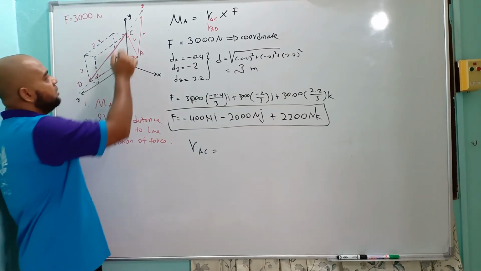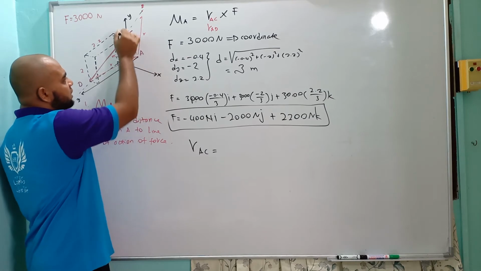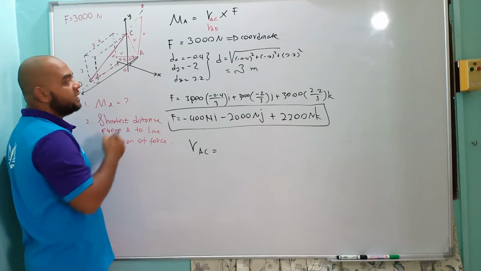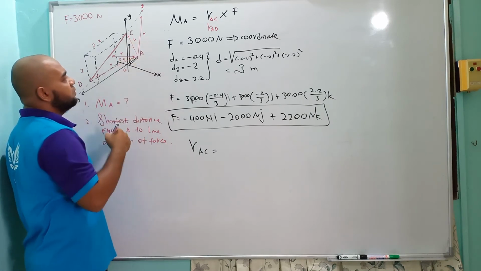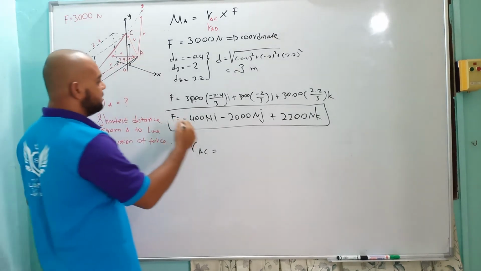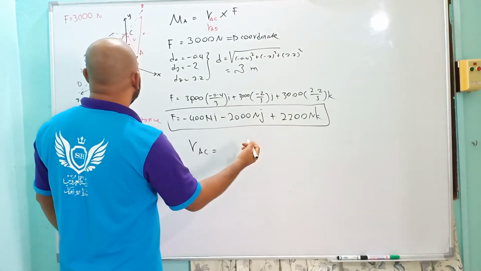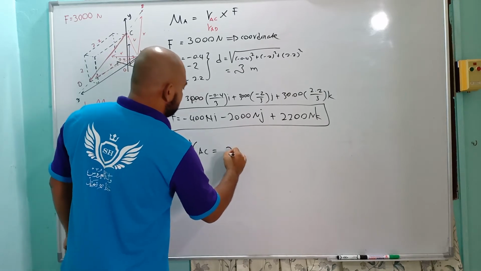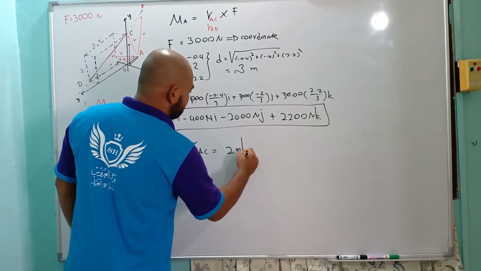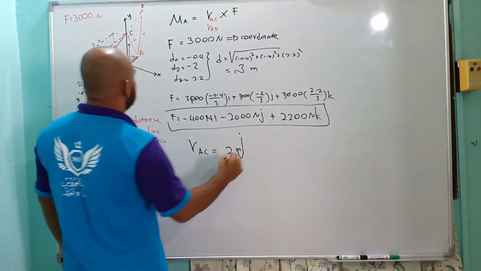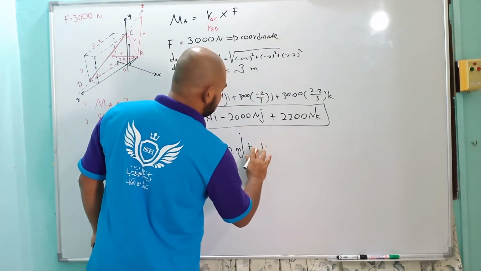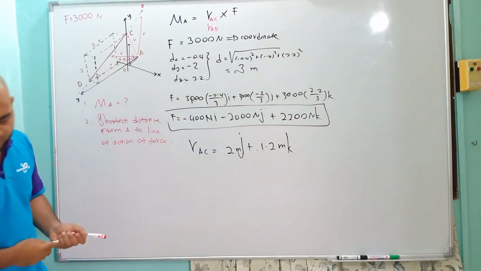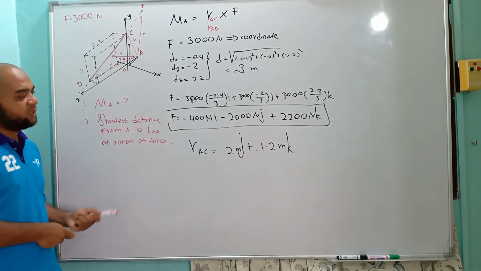From A to move to C, you go positive on Z, positive on Y, and 0 on X. So RAC equals 0 meter I, plus 2 meter J, plus 1.2 meter K. This is RAC.